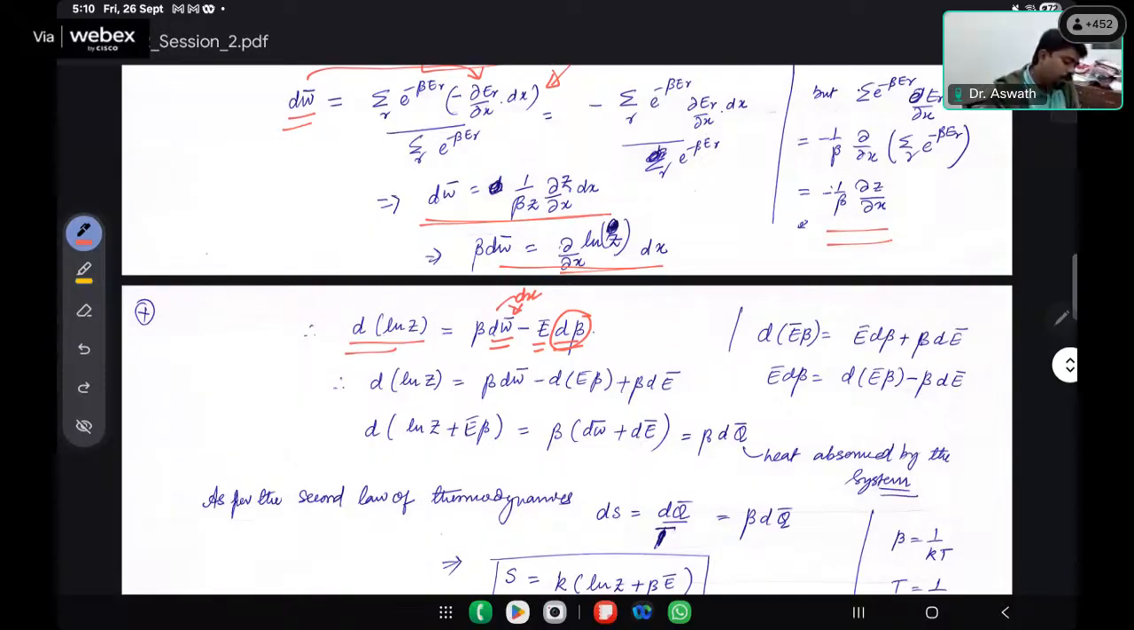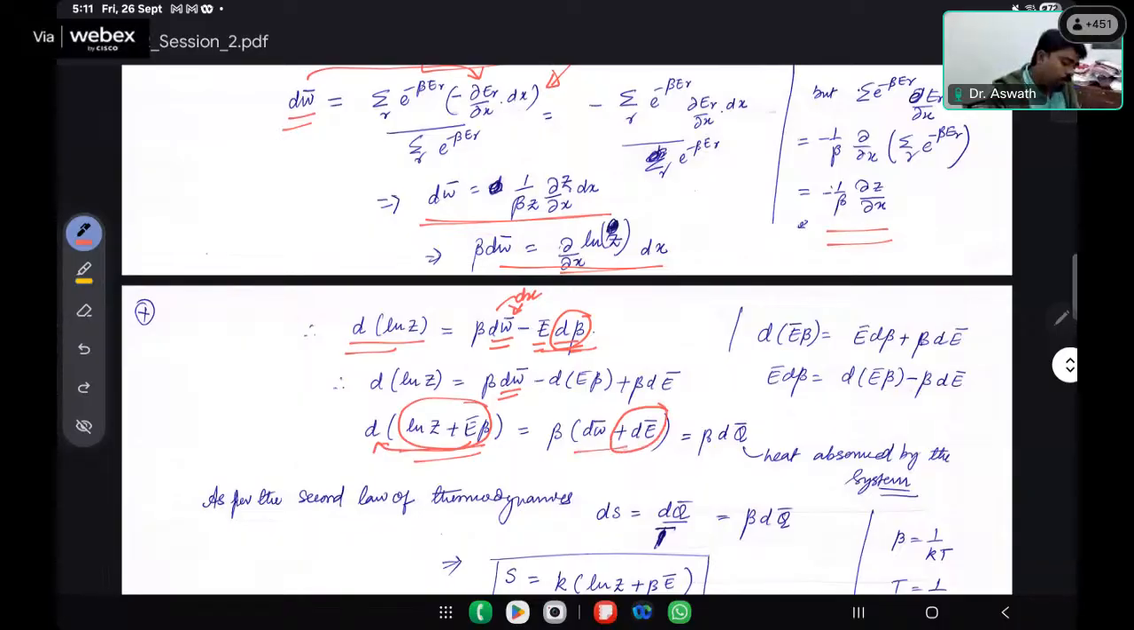Now, whatever is the right side quantity, you just send it to the left side. This quantity, log Z plus E and beta, delta beta. So I can send that out. It becomes some quantity. On the right I'll have beta into dW mean. So there is a small increment in the energy taking place.